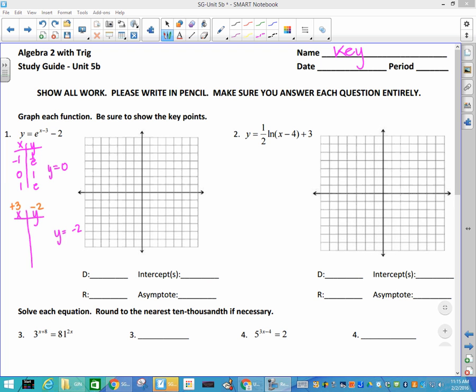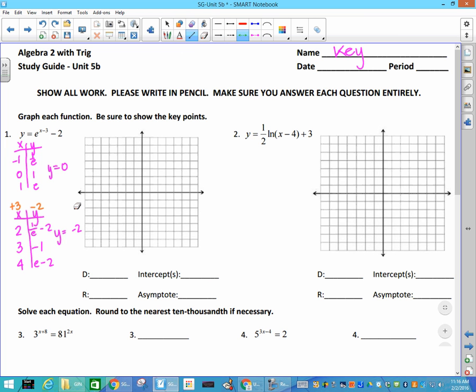Okay, so we continue each of these. I'm going to add 3 to each of these numbers, and negative 1 plus 3 is 2, 0 plus 3 is 3, and 1 plus 3 is 4. And then I'm going to subtract 2 from each of those. So that's 1 over e minus 2, and then 1 minus 2, and then e minus 2. Okay? Now, when you fill in the boxes, you can leave it like that, or you can write what the decimal approximation is.